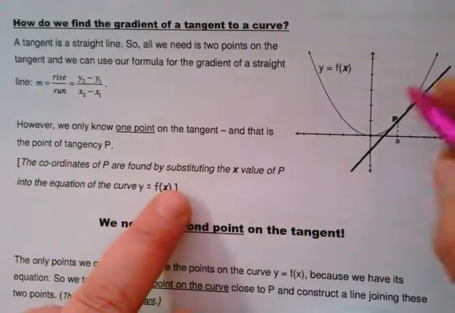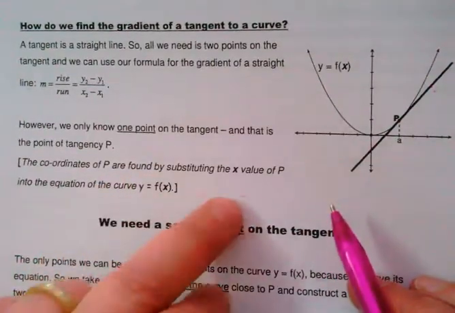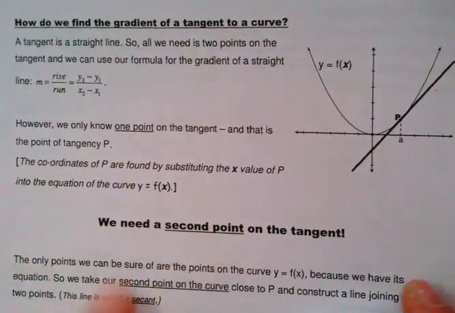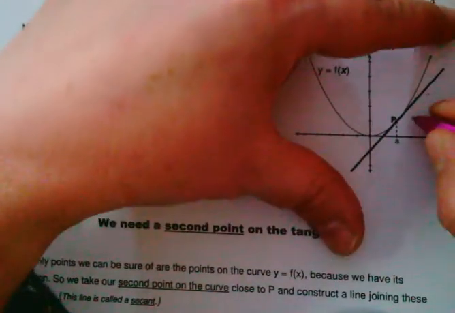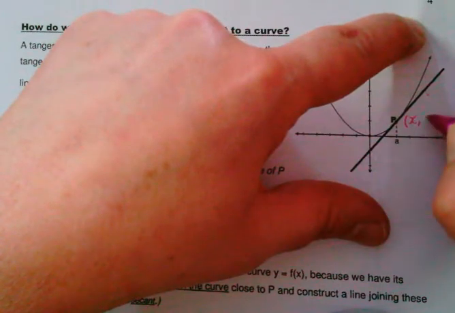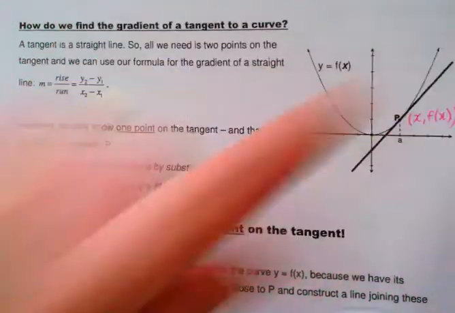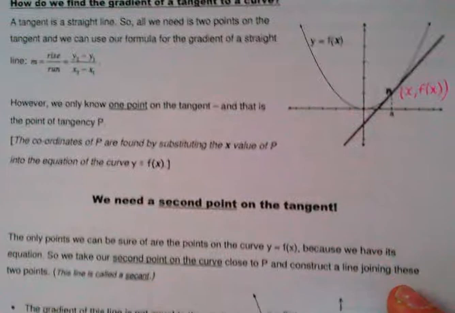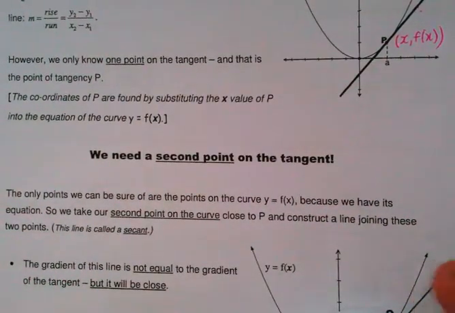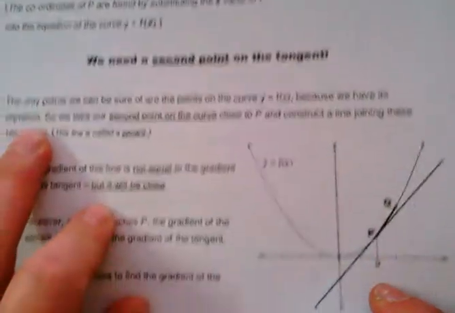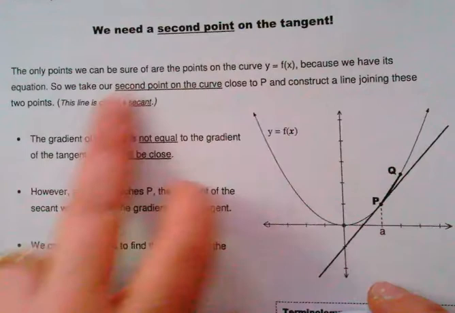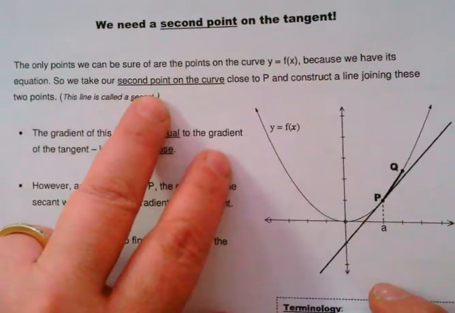Now, remember, the coordinates of P are found by substituting the x value of P into the equation of the curve, which is a function of x. If this is y equals f(x), the coordinates of P are x, comma, f(x). Now, the problem is we need a second point on the tangent. The only points we can be sure of are the points on the curve, y equals f(x), because we have its equation.